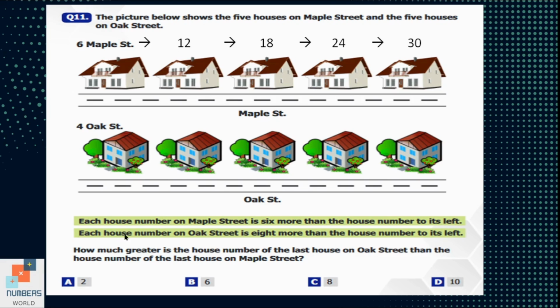The second statement is each house number on Oak Street is 8 more than the house number to its left. So we are going to make a new pattern by adding 8 to the previous number. The starting number is 4, so we are going to add 8 to the previous number, and this is our new pattern. How much greater is the house number of the last house on Oak Street than the house number of the last house on Maple Street? To find that out, we can calculate the difference between the 30 and 36. 36 minus 30 is equal to 6, which is our option B.